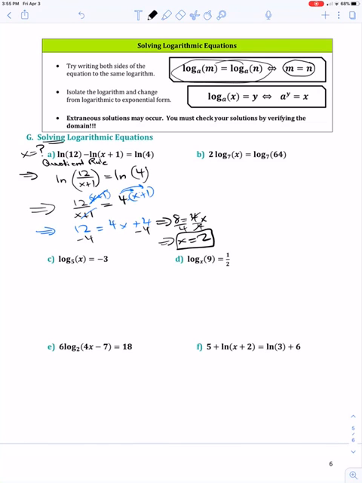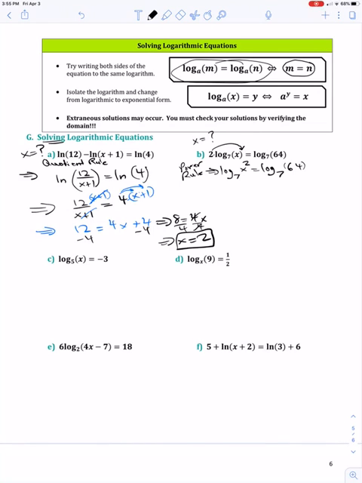Log base a of m equal log base a of n implies m equal n. All right, let's look at example B. 2 times log base 7 of x equal log base 7 of 64. Again, the question is, what does x equal? So our first step, let's apply the power rule. Using the power rule, this gives us log base 7 of x to the second power equal to log base 7 of 64.